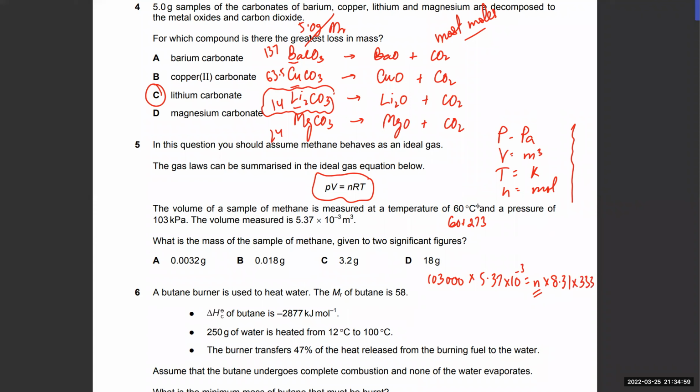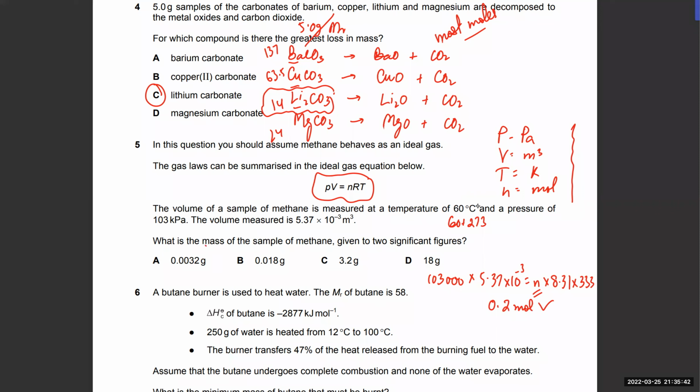Now tell me what moles you are getting for this. What do you get for this? Zero point zero one nine. 0.2, right? 0.199. Okay, 0.2 moles, right? So you got 0.2 moles.